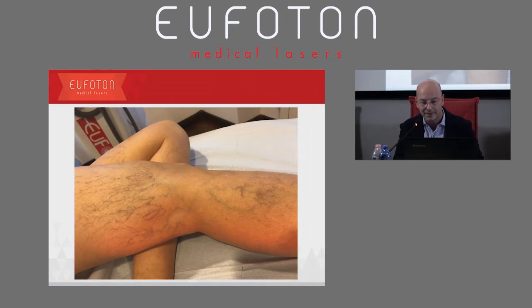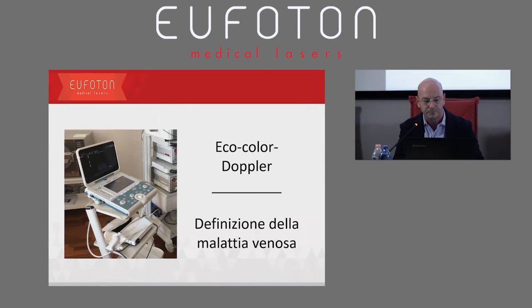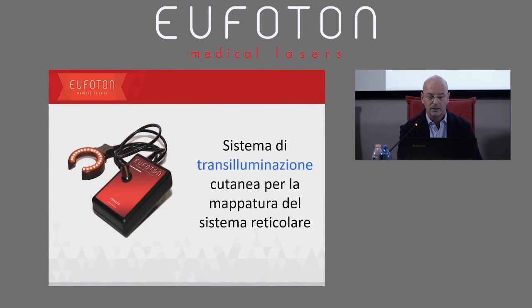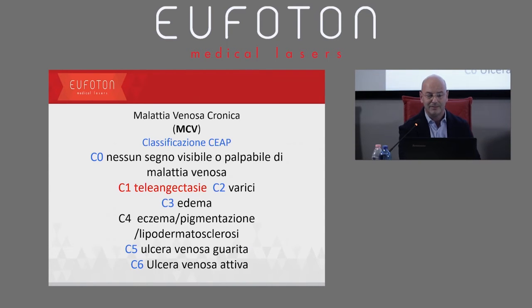Here you see again the same picture to identify blue reticular veins. So the first step in order for us to move forward and understand the patient and their condition is the use of bicolor Doppler, so that we can study venous insufficiencies and analyze the definition of venous diseases characterizing this state. Then skin transillumination will help us map the reticular system that can be more or less visible, as I said before.